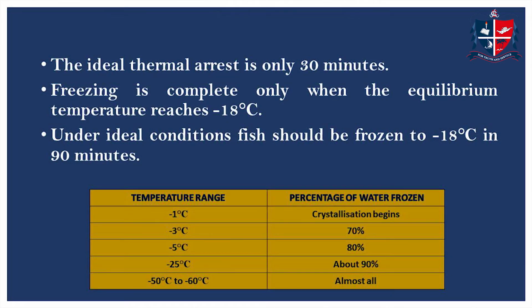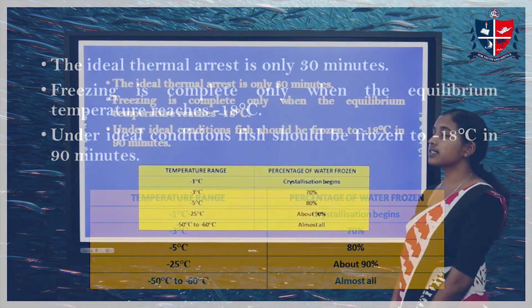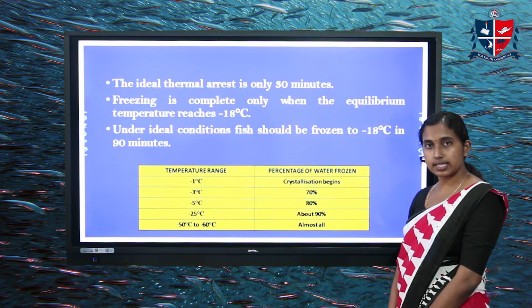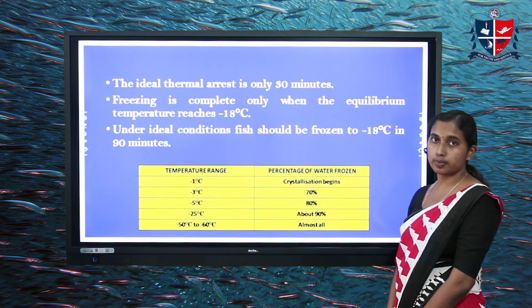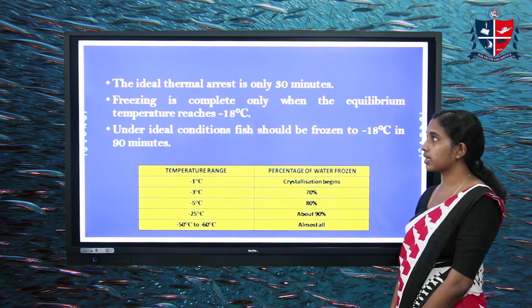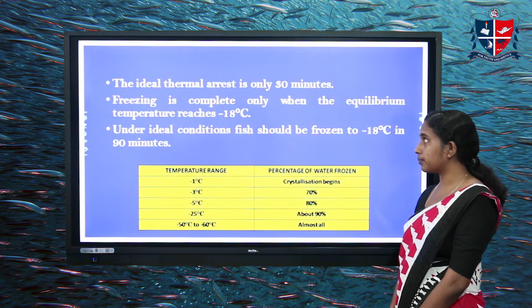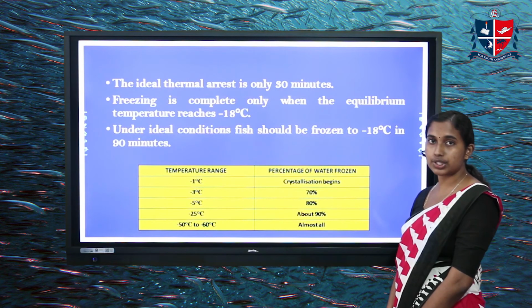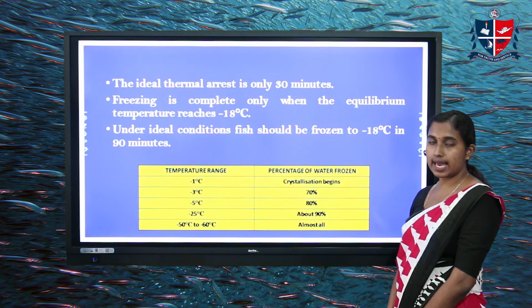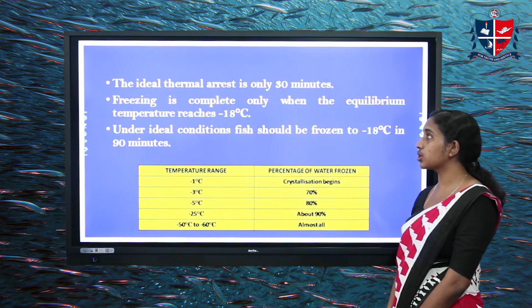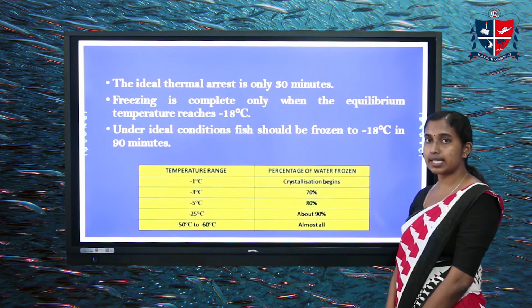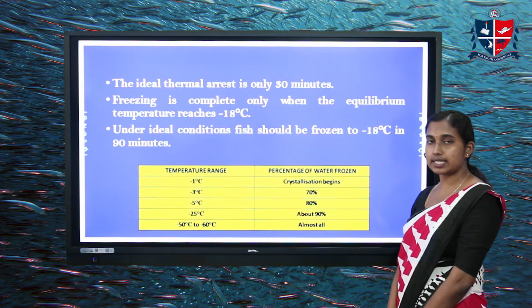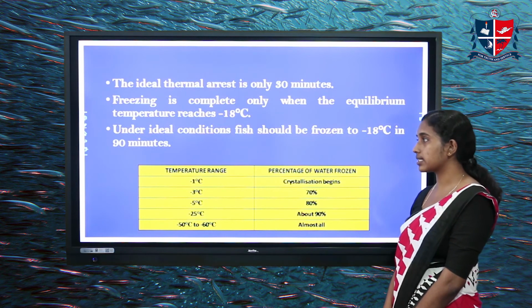The time within which freezing takes place determines the success of the process. The faster the freezing process, the lesser the damage and lesser the spoilage. So, the ideal thermal arrest is considered to be only around 30 minutes. The process of freezing is said to be complete only when an equilibrium temperature is attained on the outside as well as in the core region, that is a temperature of around minus 18 degrees Celsius. Under ideal conditions, this minus 18 degrees Celsius can be attained within a time period of 90 minutes.